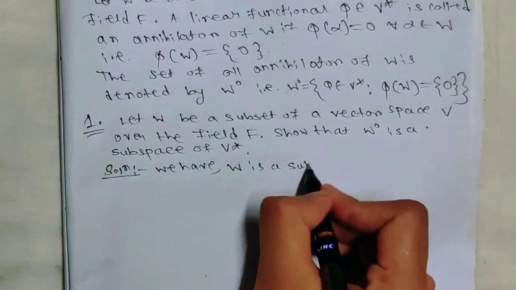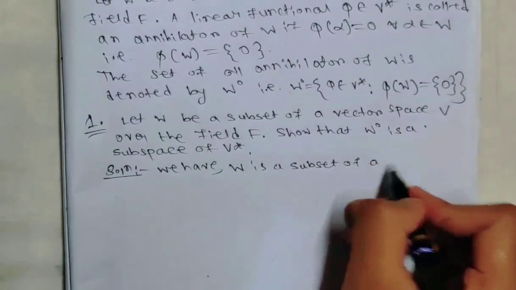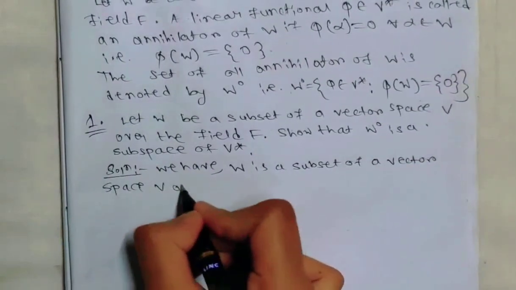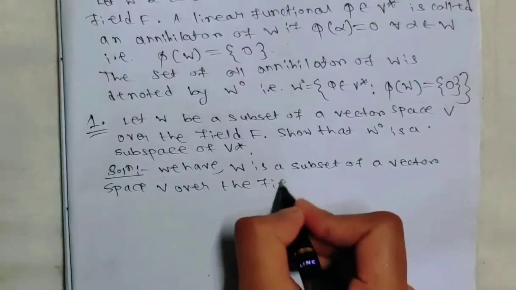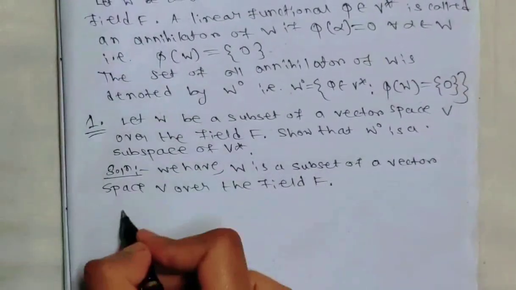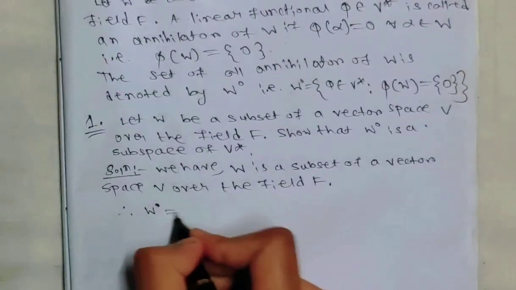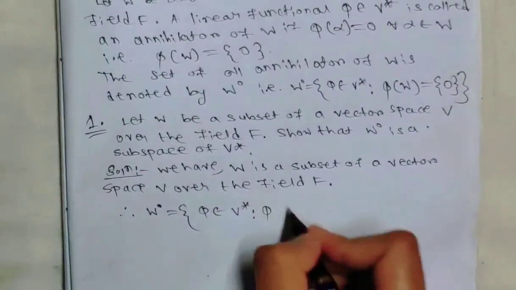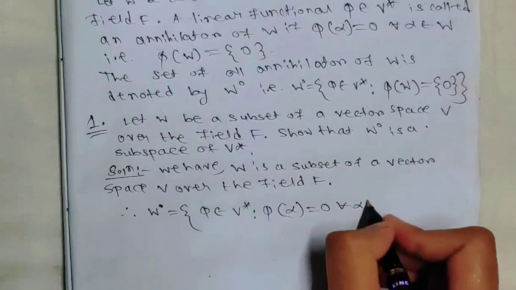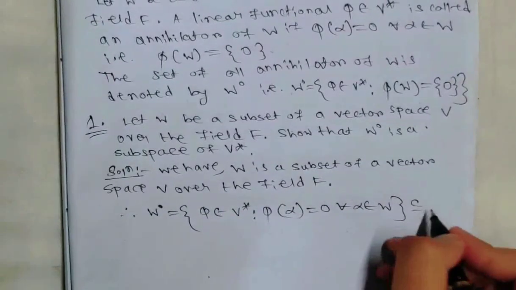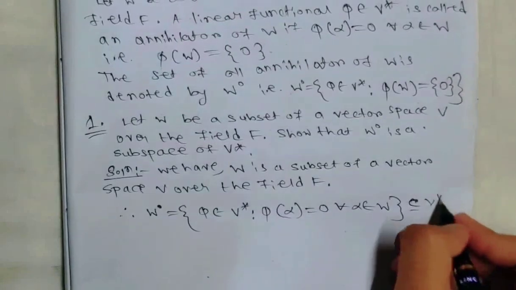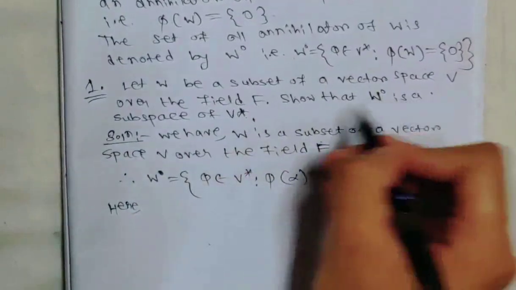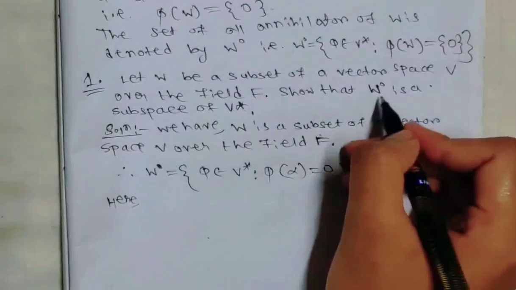We have W is a subset of a vector space V over the field F. Therefore W naught equals phi belonging to dual space V star such that phi of alpha equals 0 for all alpha belonging to W, जो कि कंटेन करता है V star में. Now we have to show that W naught is a subspace of V star. W naught को subspace of V star दिखाने के लिए हमें सबसे पहले W naught को non-empty दिखाना होगा.